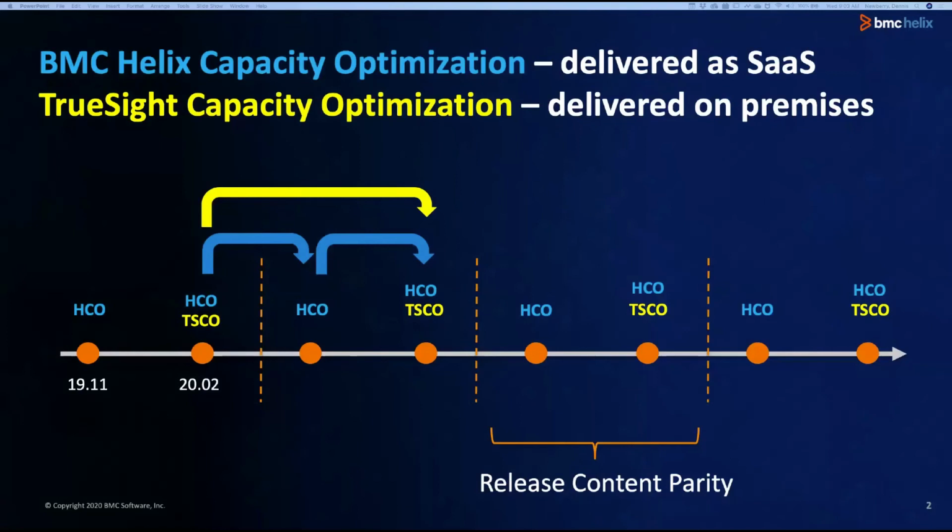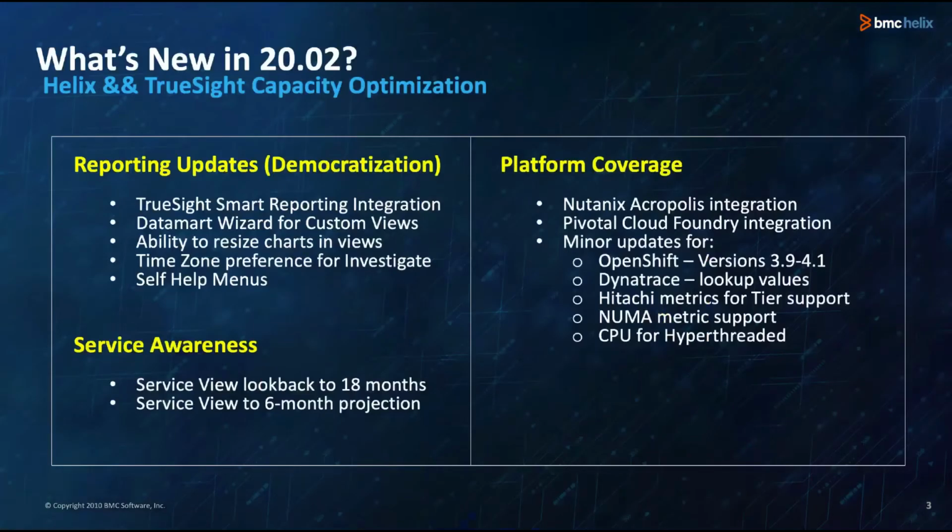So kind of diving right in, what's new in 2002? When I say 2002, as I just mentioned, I'm talking about both Helix as well as TrueSight. We had a number of updates specifically around reporting. So first and foremost, Maria is going to walk you through a demo of TrueSight Smart Reporting. And this is really an additional add-on that you can purchase for capacity optimization, where we're integrating the capacity optimization data schema to a reporting solution, allowing you to build way more custom reports. And we have introduced a number of new widget types and so forth.